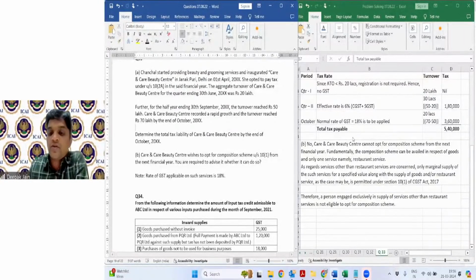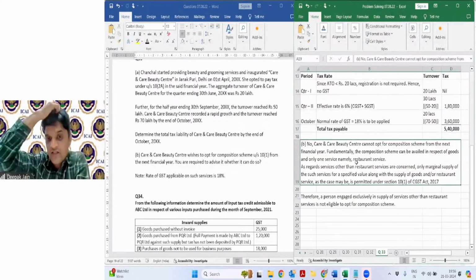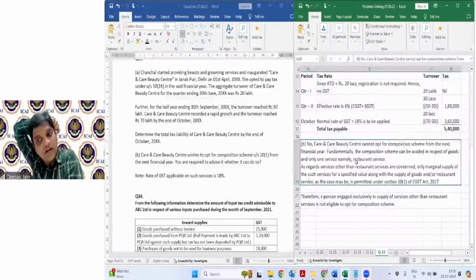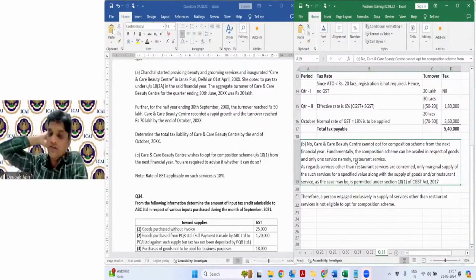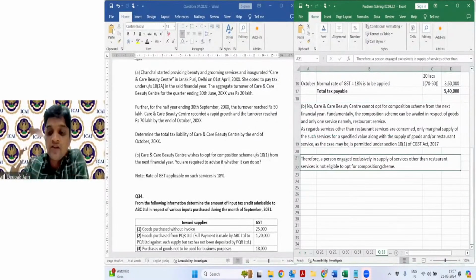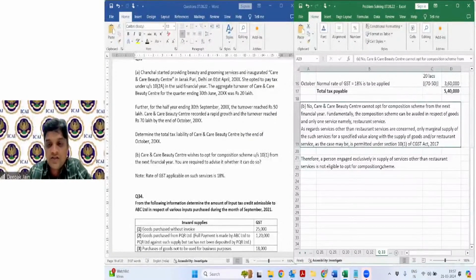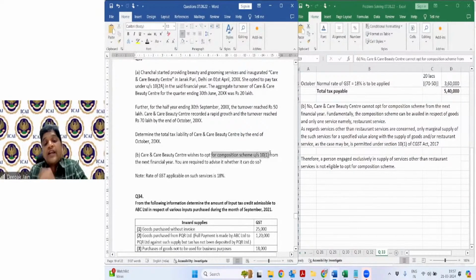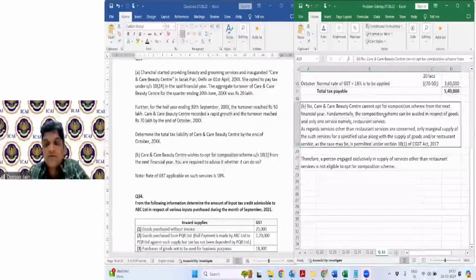No. Care and Care Beauty Center cannot opt for composition from the next year. Fundamentally, the composition scheme can be availed in respect of goods and only one service, namely restaurant services. As regards services other than restaurant services considered, only marginal supply of services involved. Okay. So she cannot opt for 10(1). Therefore, a person engaging exclusively in supply of services is not eligible for composition. But basically, since the turnover is crossing 50 lakhs, she cannot opt for composition in the next year under 10(1). So why I'm saying that all of this, because he's asking whether she can opt for composition under section 10(1). For services, you cannot opt for 10(1). For services, you have to go under 10(2)(a).